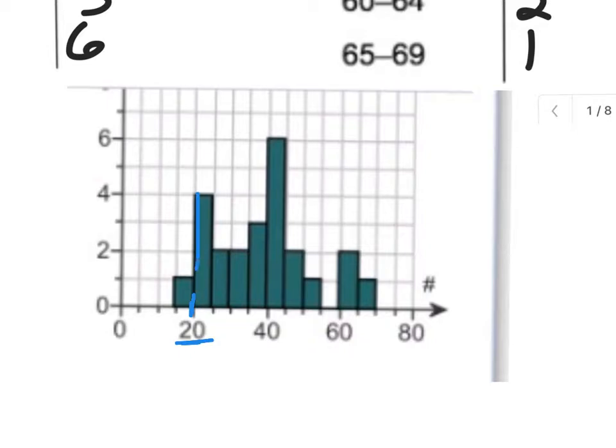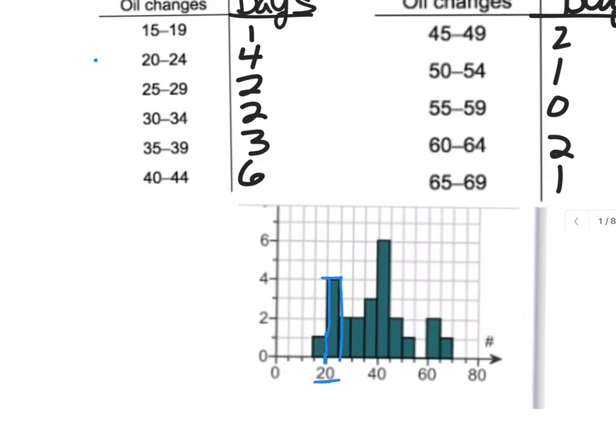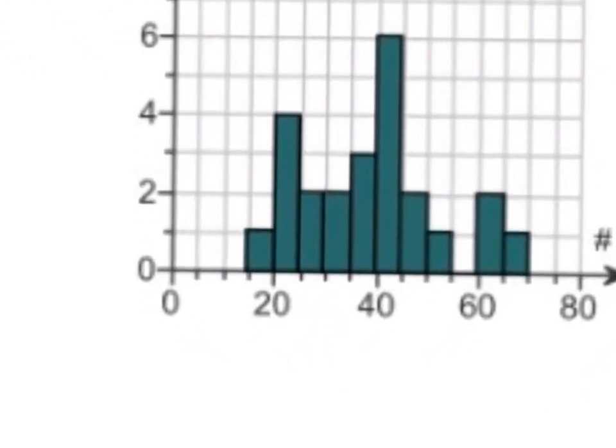So that means that this bar coincides with the interval that is 20 to 24. And then, because this bar is to the left, it coincides with the 15 to 19. So this one is our 15 to 19. Again, we can tell because it's to the left of the 20. And if I zoom in here, we see that this bar is 1 unit high.